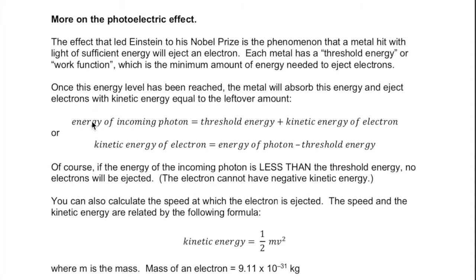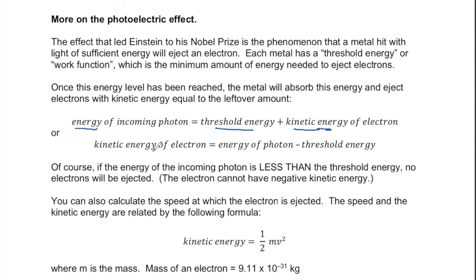So the energy of the incoming photon has to be sufficient. We were just doing some calculations on the energy of a photon. If that is enough to meet this threshold of energy, which is different for each metal, then whatever energy is left over will go into the kinetic energy of the electron. So the energy coming in, some of it goes to the metal and some of it goes to the electron.